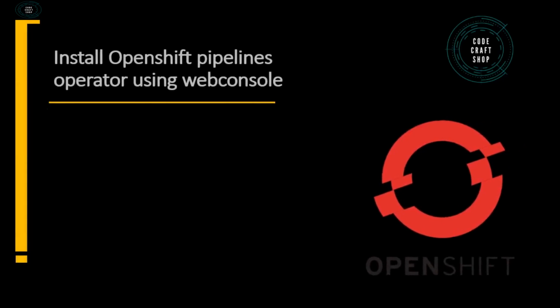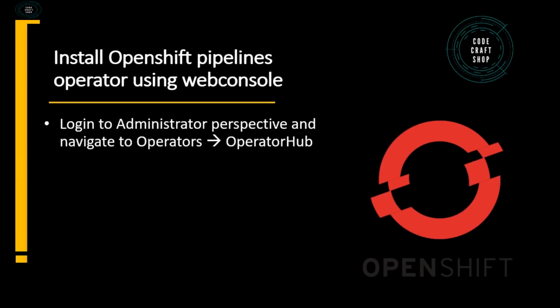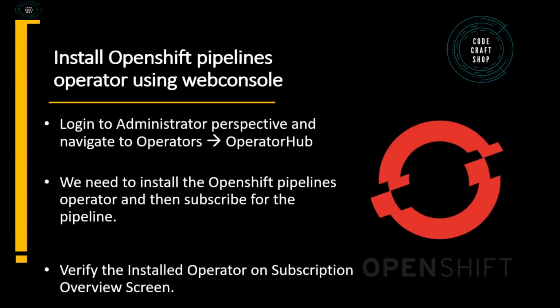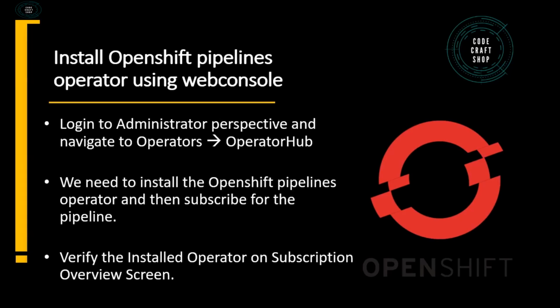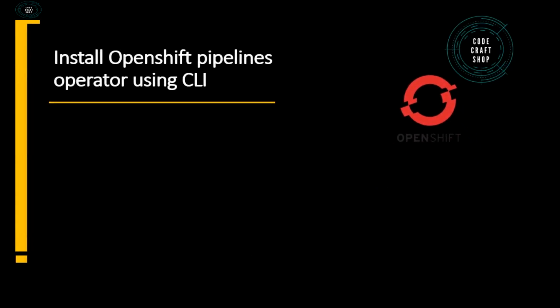So let us talk about how we can install OpenShift pipelines operator using Web Console. In order to install, we need to log in using the administrative perspective, and then we need to go to the operators hub. From operators hub, we need to subscribe for the OpenShift pipelines operator, and then it will be installed. We will verify it on the subscription overview screen. And the second way to install it is using the command line tool.